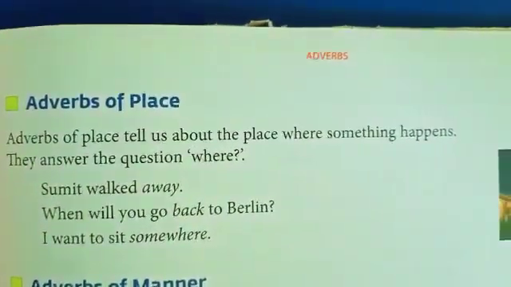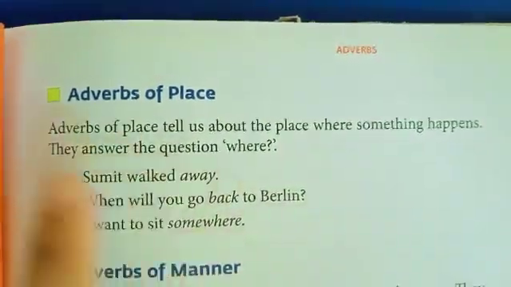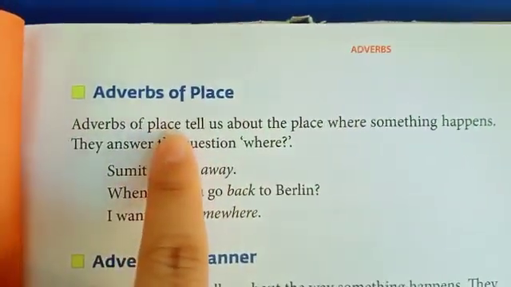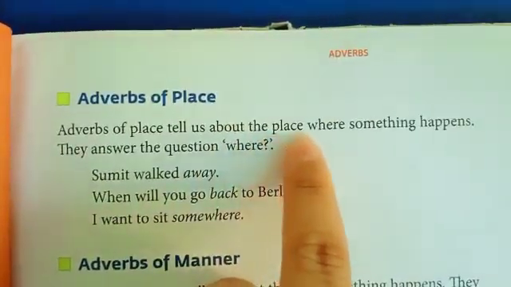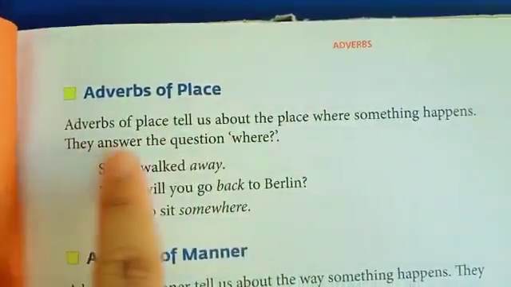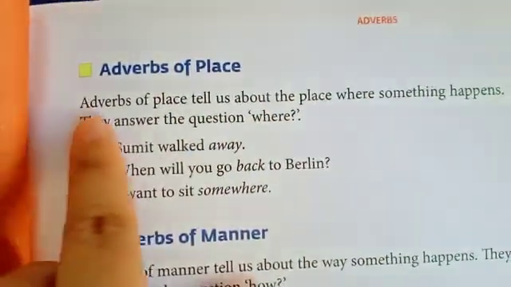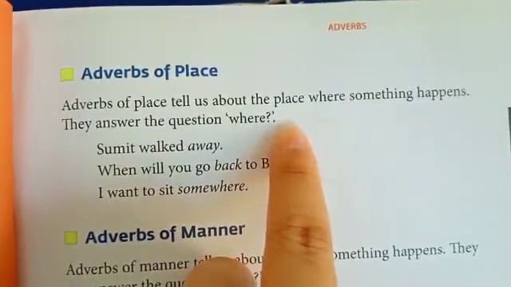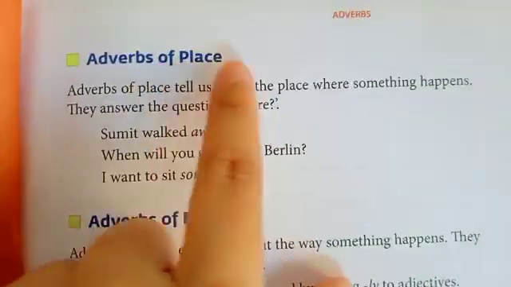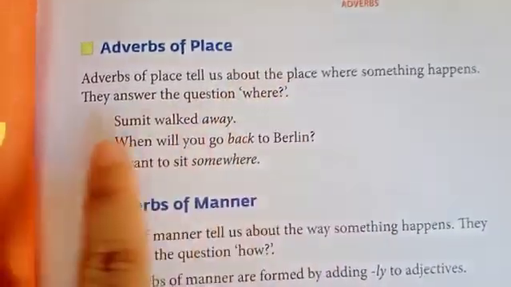Now let us move towards the next type of adverb, that is adverb of place. Alright, so let us learn what adverbs of place tell us. Adverbs of place tell us about the place where something happens. They answer the question where. Okay, so underline this sentence. This is very important, that adverbs of place answer the question where.